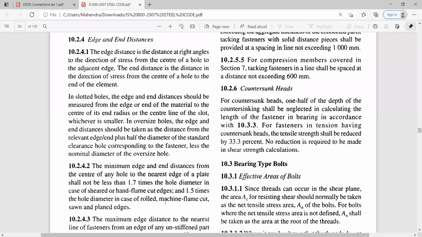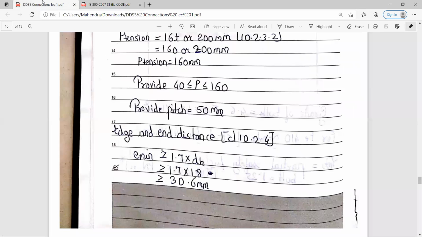So for the rolled section, you have to take 1.5 times, and if you are taking the hand flame cut edges, then you have to take 1.7 into the diameter of the hole. So E minimum should be greater than or equal to 1.7 into the diameter of the hole.